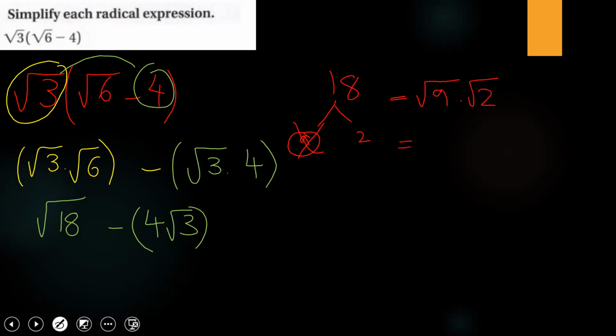Now what is the square root of 9? 3. So it is 3 times square root of 2. So instead of writing square root of 18, I have to write 3 square root of 2, minus 4 square root of 3.